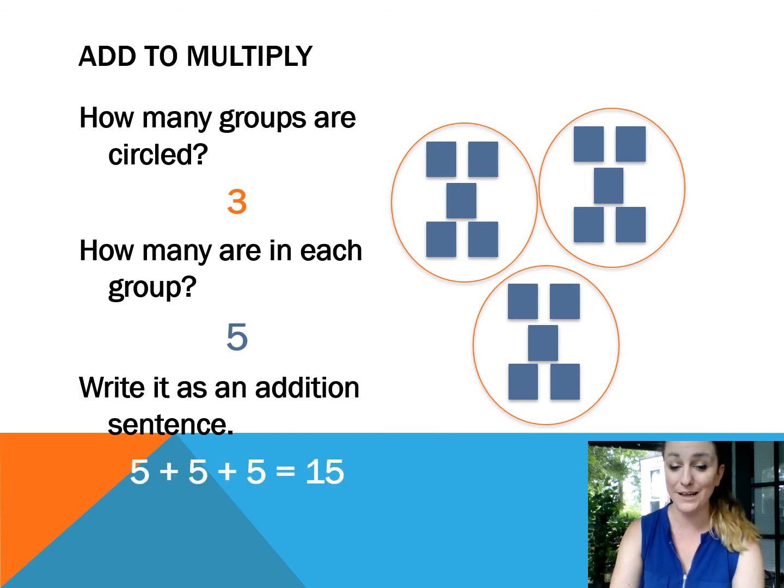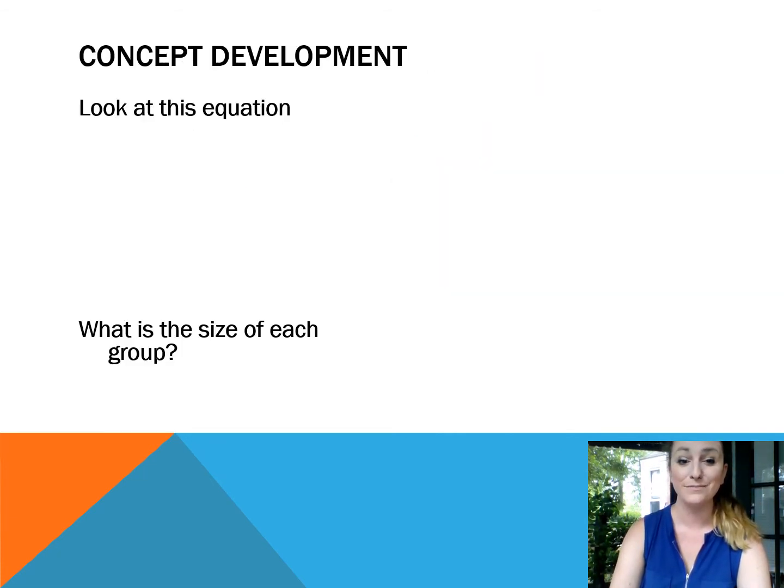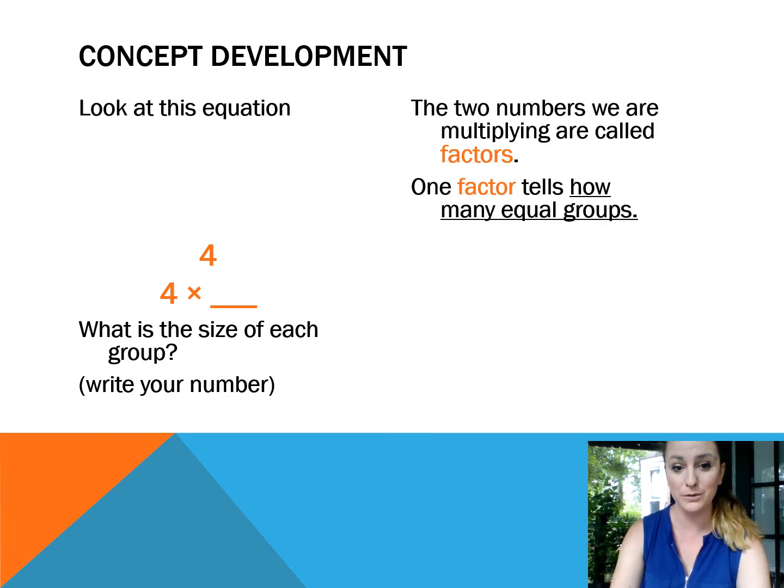5 plus 5 plus 5 will equal 15. Let's write a multiplication sentence representing 3 5s equals 15. 3 times 5 equals 15. Look at this equation. 4 times unknown equals, what is the size of each group?